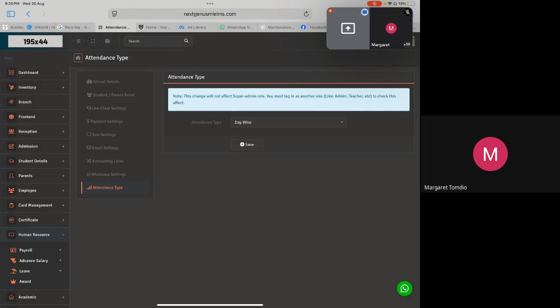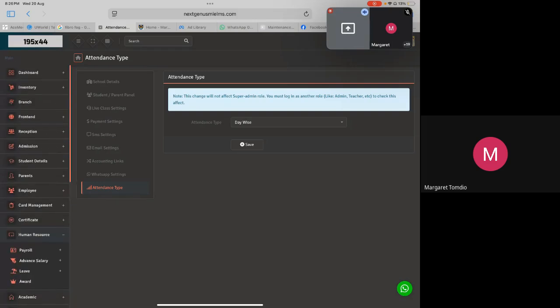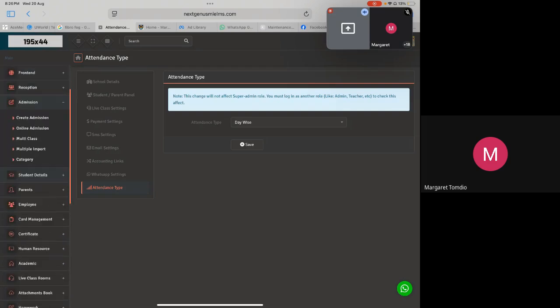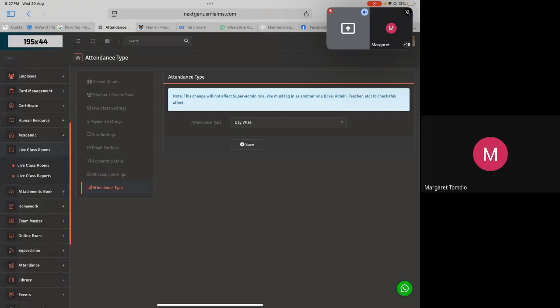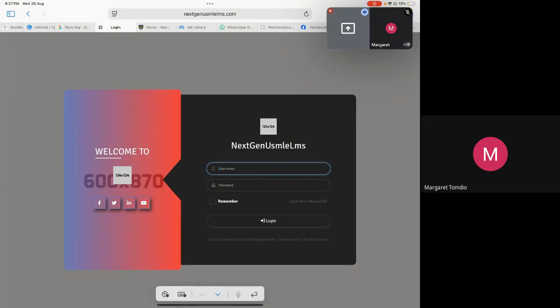So you can see in the LMS, this is your next generation USMLE LMS.com. Once you enter, this is the main admin dashboard which I am going to manage. Here we are going to have the details of the entire students who have been admitted in the course, and along with that, the live sessions are going to be held here. You have to click on these live classrooms, and you will be given your own login details. So first of all, you have to come here and log into our application.